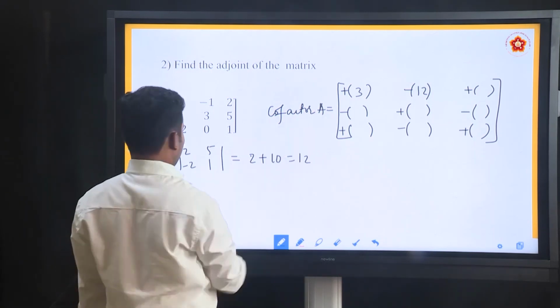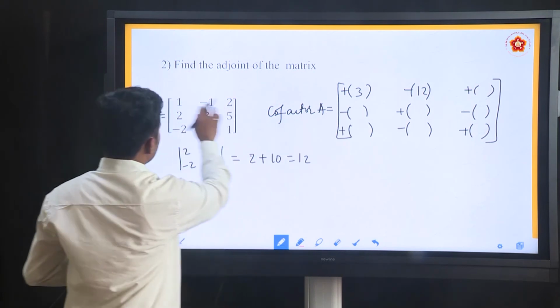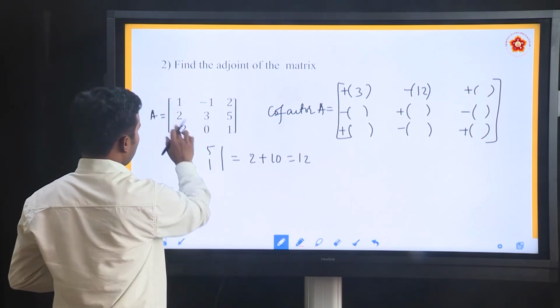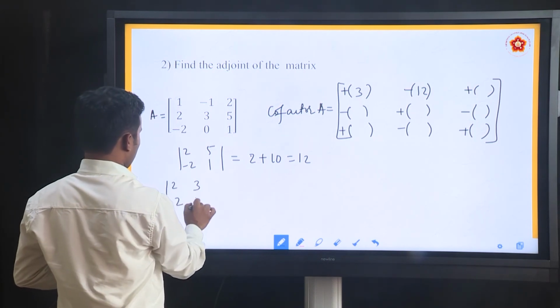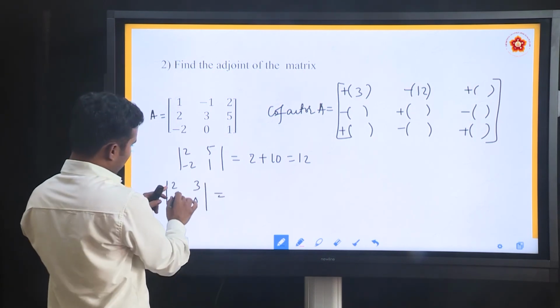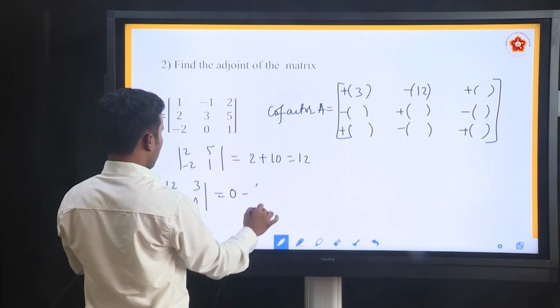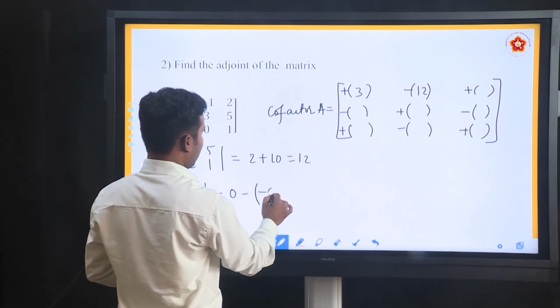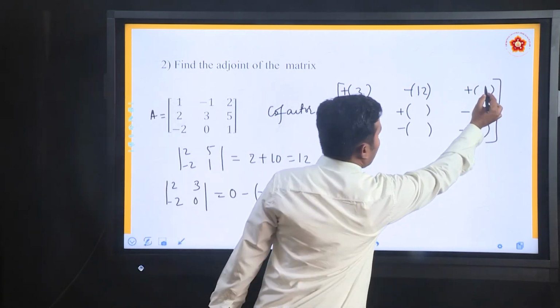Similarly, for that element you just delete the first row and the third column, and you take the determinant of these elements, that is 2 3, minus 2 0, okay. So what is that? 2 into 0 is 0, and minus of 3 into minus 2 is minus of minus 6, so obviously you just write plus 6.